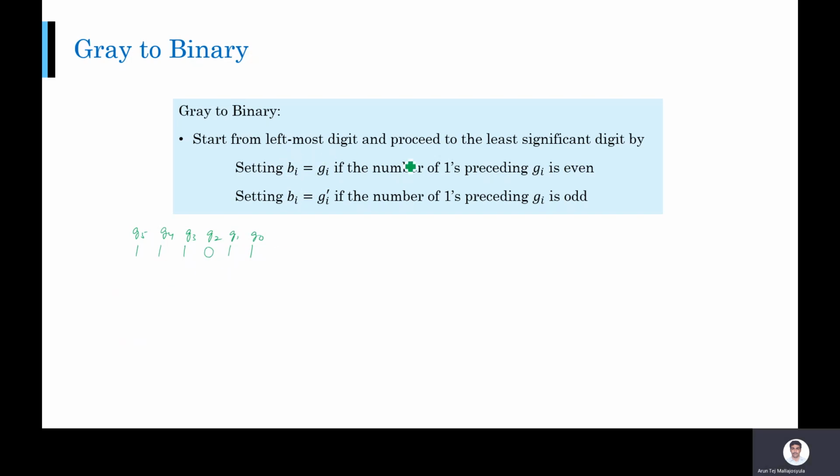Start from the leftmost digit and proceed to the least digit by setting Di equal to Gi if the number of ones preceding Gi is even. So let us do this. Of course, this is the starting bit, so there are 0 preceding bits. So obviously we will directly have the same bit, 1. Then let us count for the next bit: how many ones are there preceding this? 1. Only one is there. This is an odd number. So if you have an odd number of ones preceding Gi, that particular bit will be complemented, right? So the complement of G4 will have to be taken, which is going to give you 0.